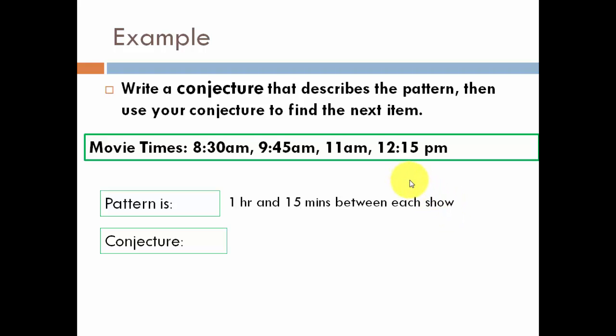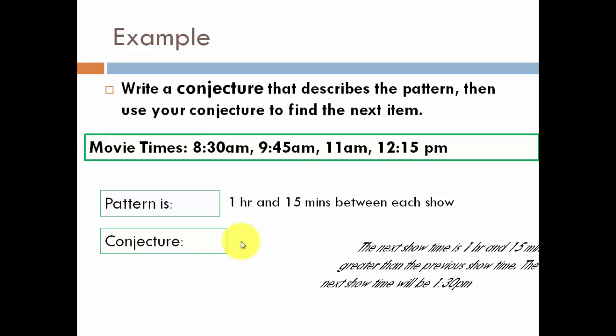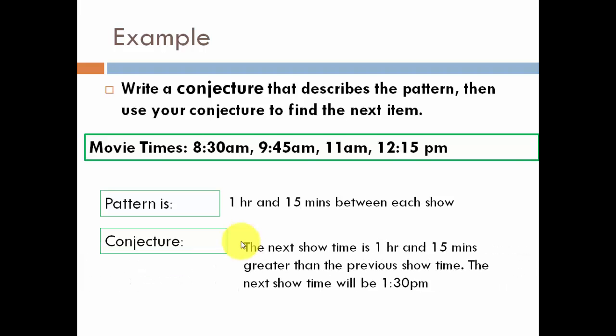The conjecture is what we're going to use to describe what the next movie time is going to be. It's our educated guess. So the next show time is 1 hour and 15 minutes greater than the previous show time, so the next show time will be at 1:30. So we used inductive reasoning to make a conjecture about what the next movie time will be.